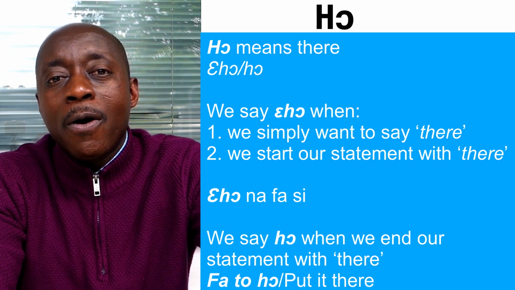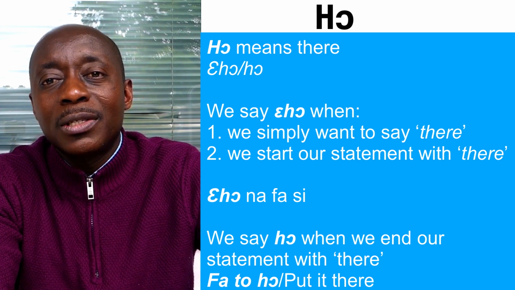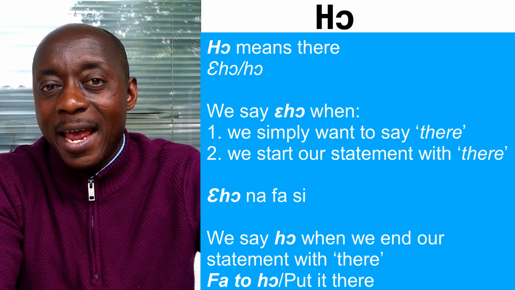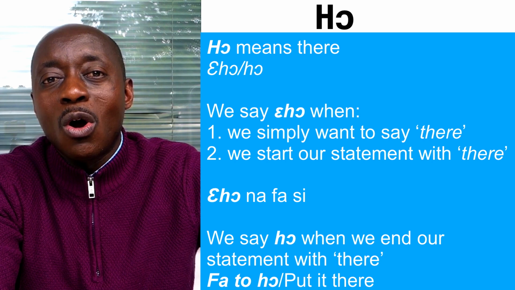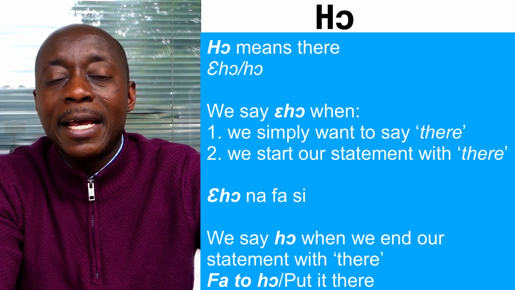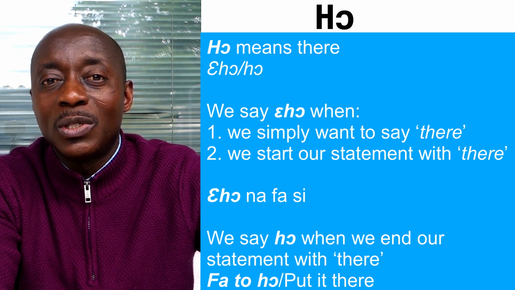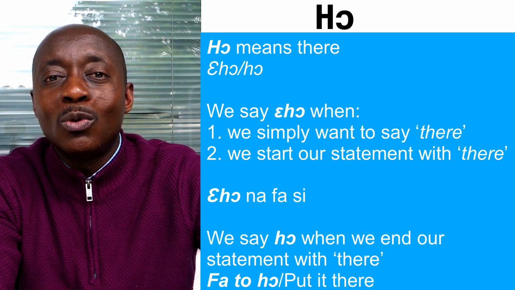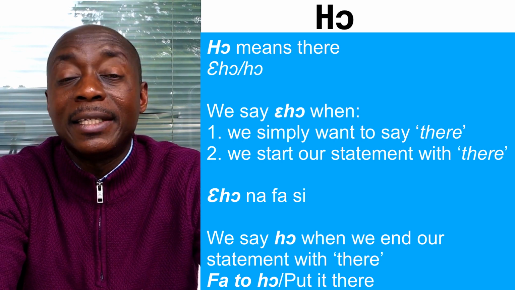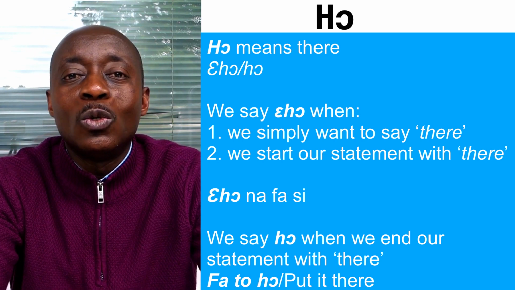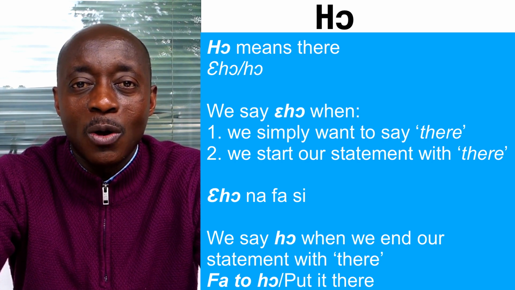So we use eho when you are beginning your statement with there, and when you also want to simply say there. However, when you want to end your statement with the word there, then you say ho.